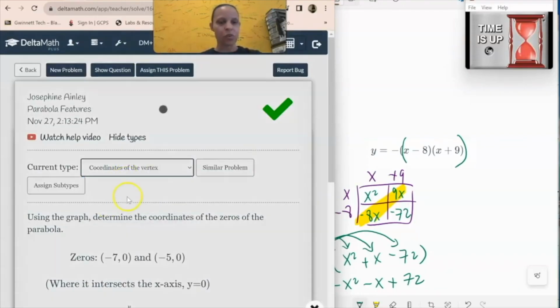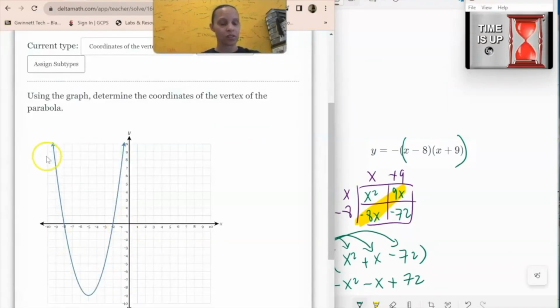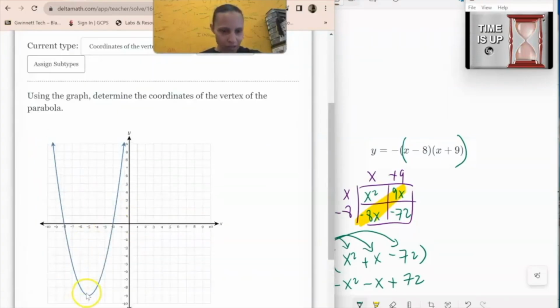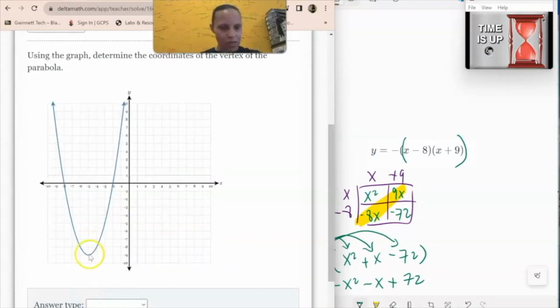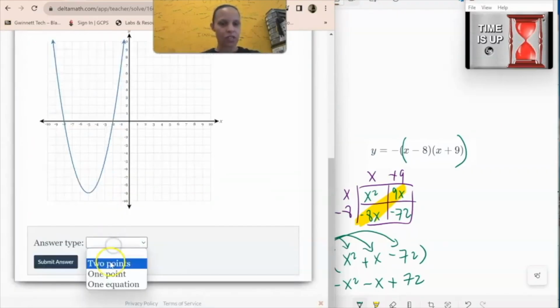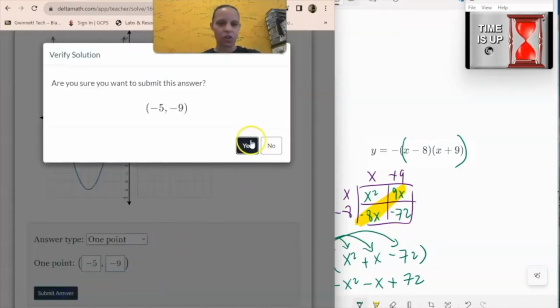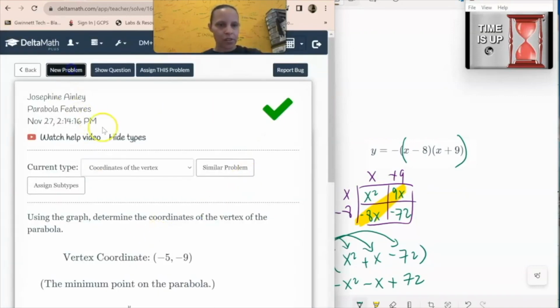Let's do vertex. So what is the vertex? The vertex is where the minimum or maximum occurs. So that point is right here, in this case, right here. So what is this in terms of x and y? It's -5 and -9. So the vertex is 1 point, all right, which is -5 and -9. So this is just knowing your definition of what a vertex is. All right, let's do another one.